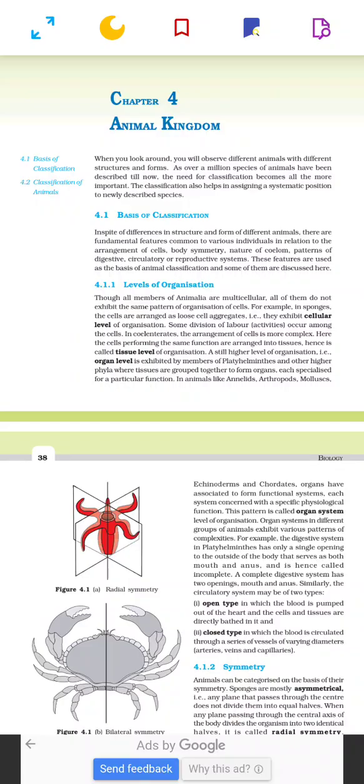Similarly, the circulatory system may be of two types. Number 1, open type, in which the blood is pumped out of the heart and the cells and tissues are directly bathed in it. And number 2 is closed type, in which the blood is circulated through a series of vessels of varying diameter, that is arteries, veins, and capillaries.